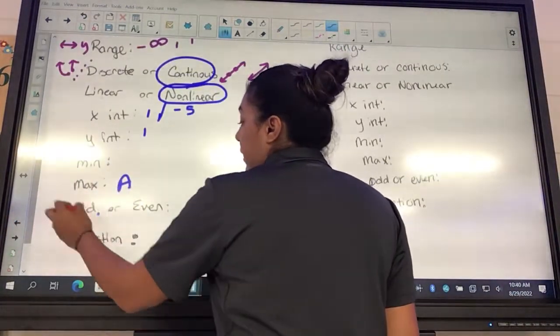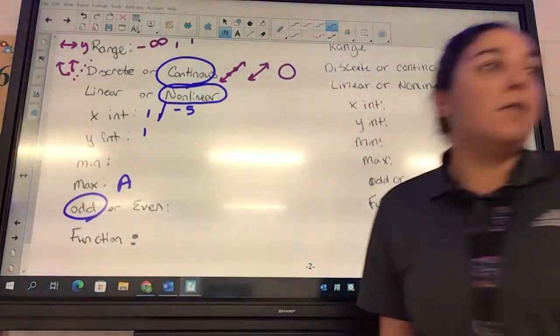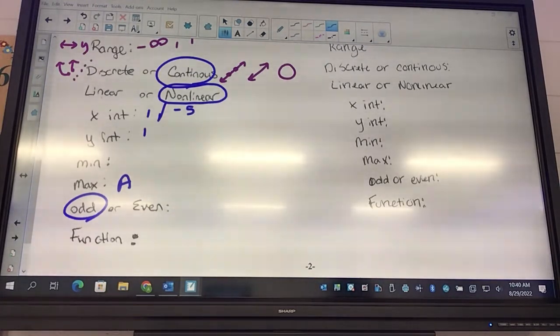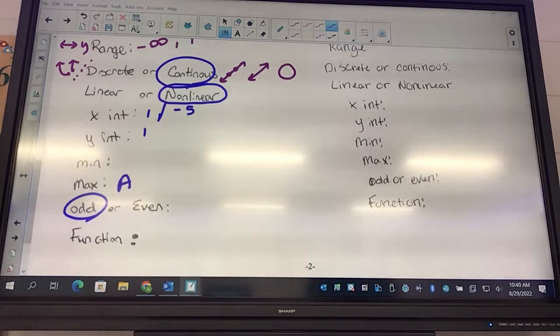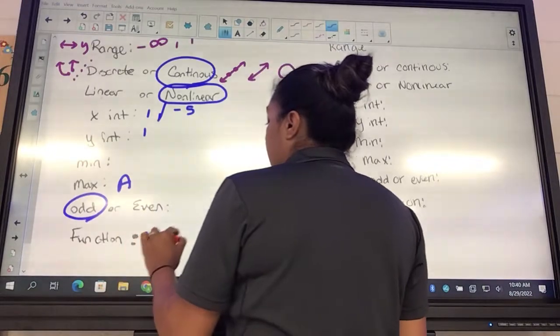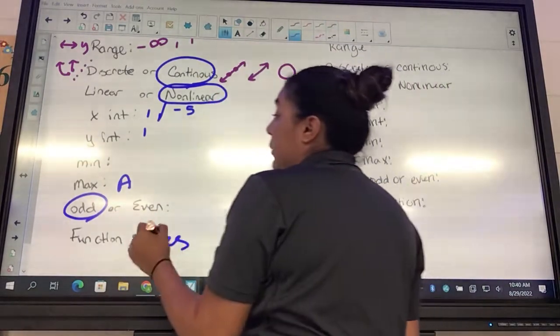Odd. Okay, is this a function? Yeah. What test do you use? Yeah, it's called the vertical line test. Remember, you put your pencil up and down. If it crosses more than 1 point, okay, so is this a function? Yes. Okay, and I'm going to draw you an odd and even picture on here so you know what it looks like.